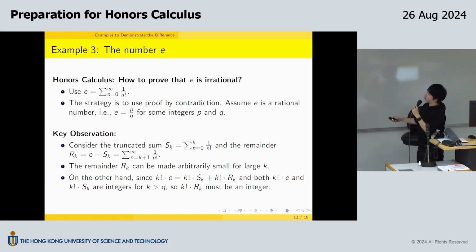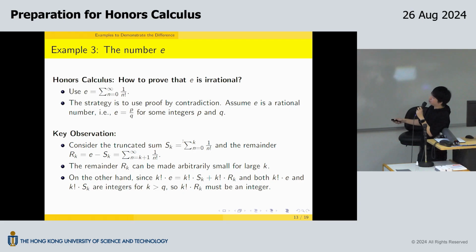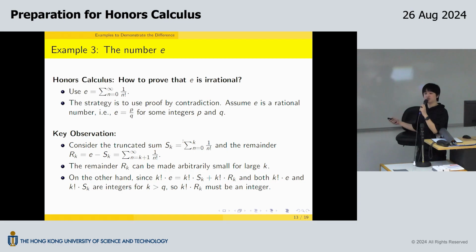And on the other hand, by the assumption, if E is an integer, then K factorial times E is also an integer. The K factorial times the K partial sum will also be an integer when K is sufficiently large. Let's say when K is larger than capital Q. So that means that K factorial times the remainder will be an integer when K is sufficiently large.